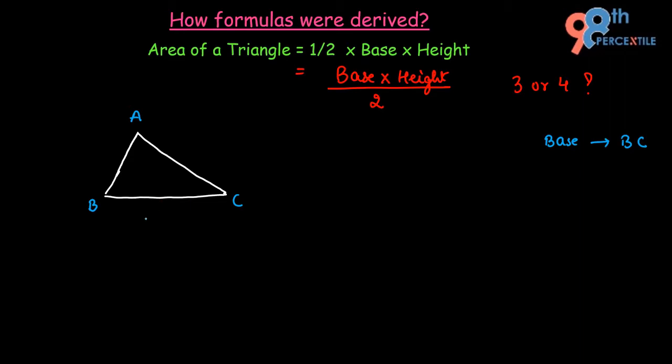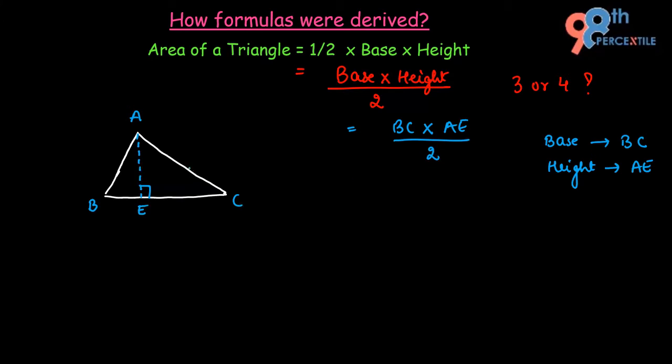And so if the base is BC, its height becomes the perpendicular distance from the opposite vertex. So this particular dotted line becomes the height. Let's say that this point is E. So that means the height is AE. So according to the formula of a triangle, its area will be base times height. So base is BC and height is AE, and that divided by 2. Now from where does this 2 come from?